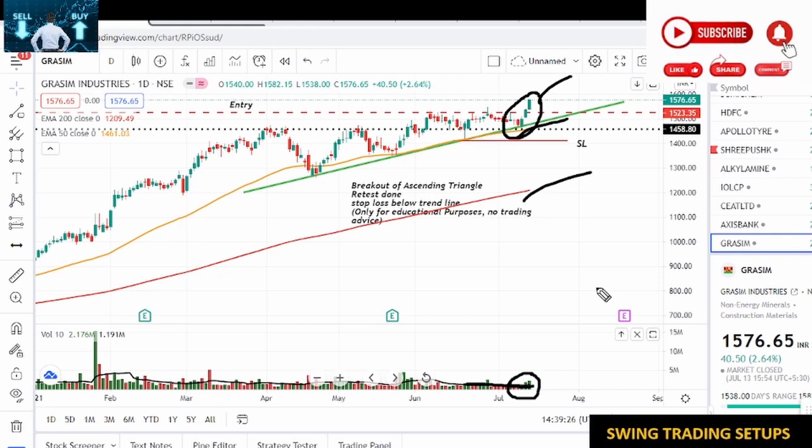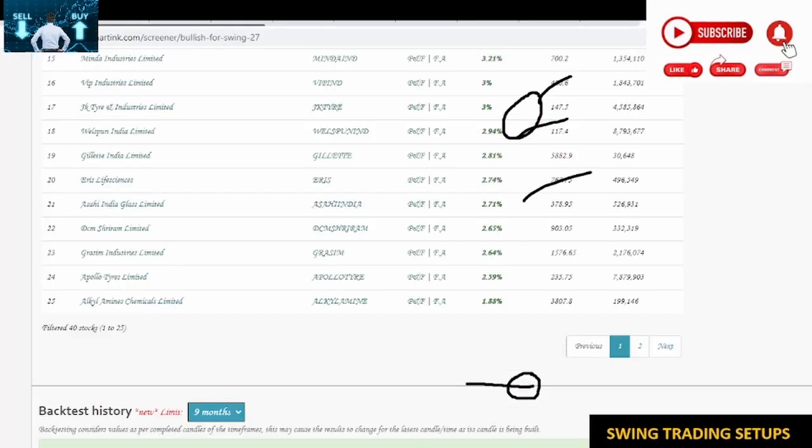Now from now onwards, you need not rely on anyone. You need to rely only on one scanner, that is the charting scanner.